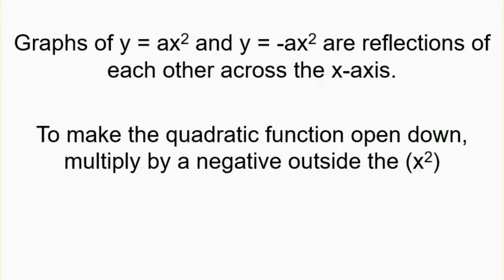The first thing we're going to do is look at reflections of quadratic functions. To make a reflection, we're going to multiply our quadratic by a negative value. So far, we're only going to multiply by -1, or just a negative sign, but that's going to turn it upside down. So if we want to make our function open down, we're going to put a negative outside of that x squared term.